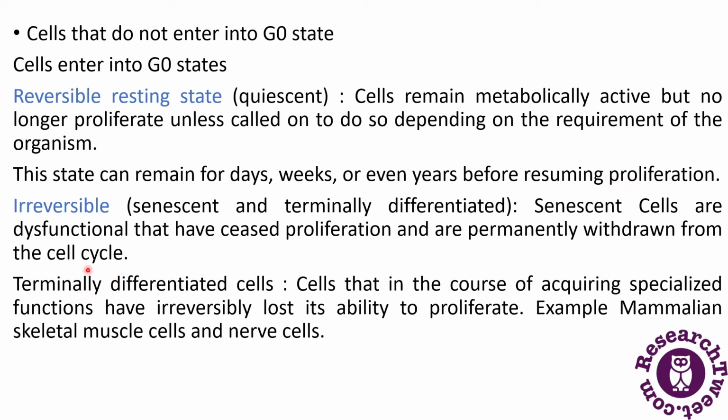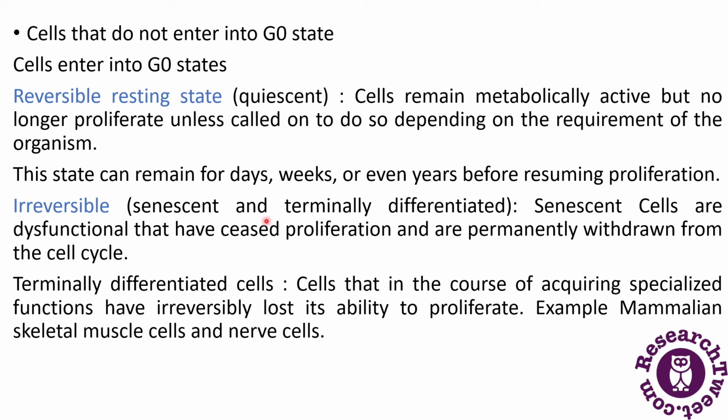Then about the irreversible phase. We are discussing two things here: the senescent and the terminally differentiated. Senescent cells are dysfunctional, have ceased proliferation and are permanently withdrawn from the cell cycle. So in this irreversible phase of the G0 states, they are dysfunctional and permanently withdrawn from the cell cycle.